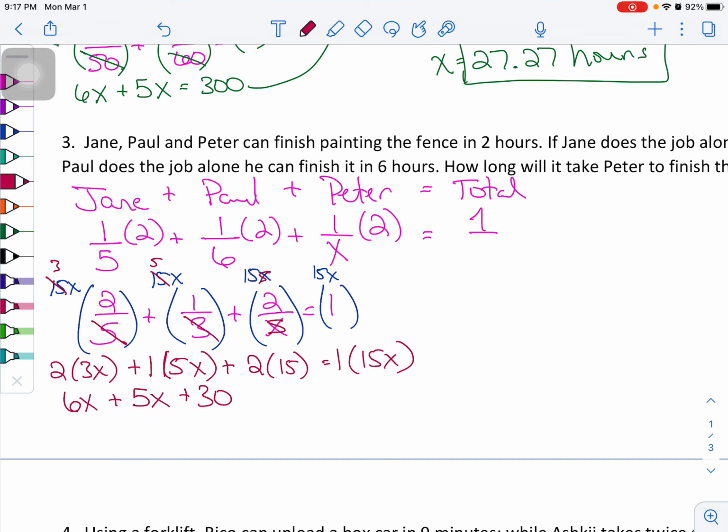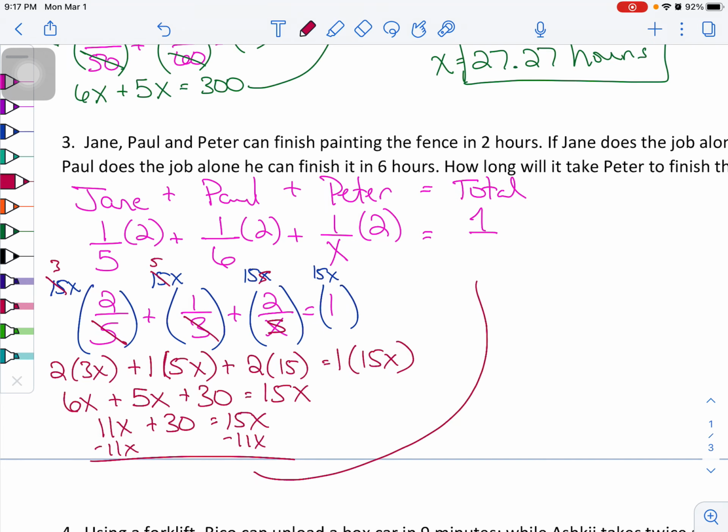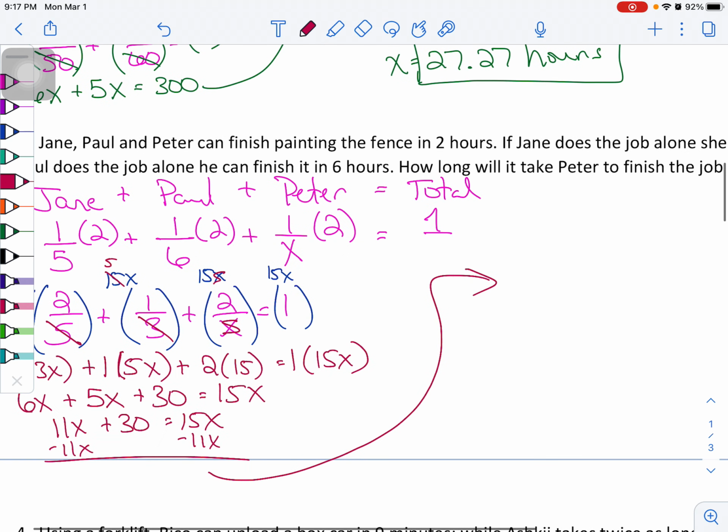All right, let me do a little cleanup here. So there's going to be 6x. And when I say cleanup, I'm just distributing. So plus 5x plus 30 equals 15x. All right, so 6x plus 5x is 11x, plus 30 equals 15x. Go ahead and subtract 11x from both sides. And I'm going to move my answer over here. So this is going to be 30 equals 4x.